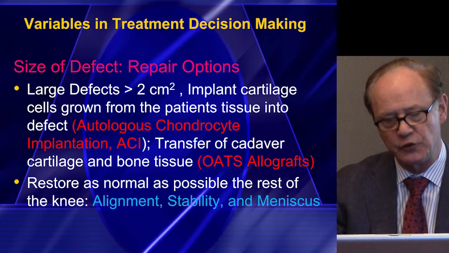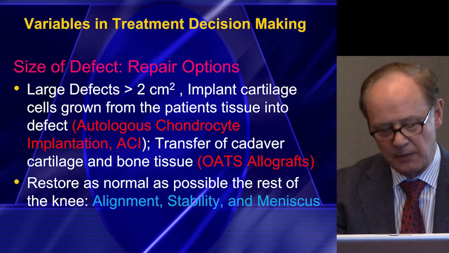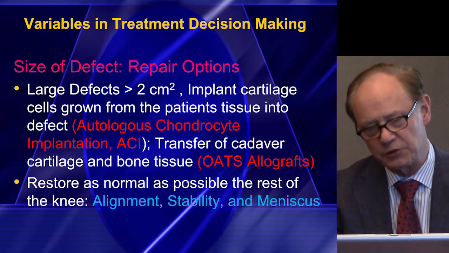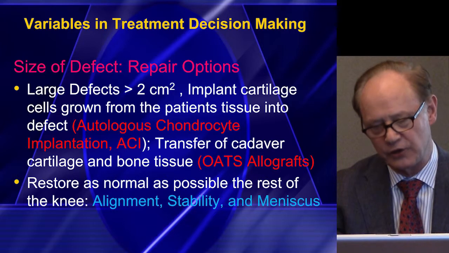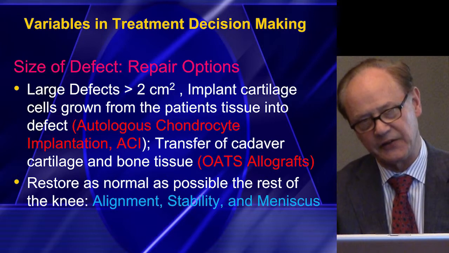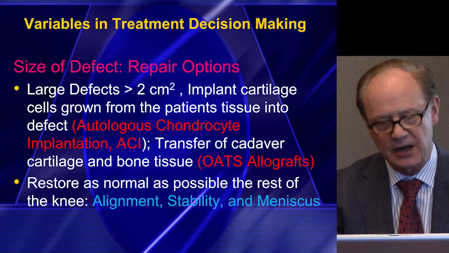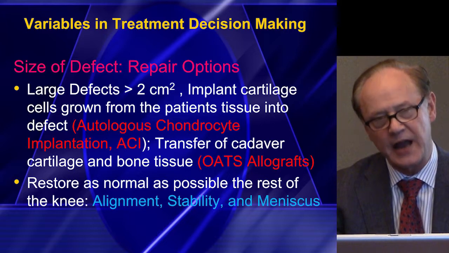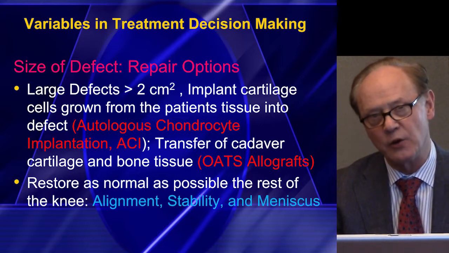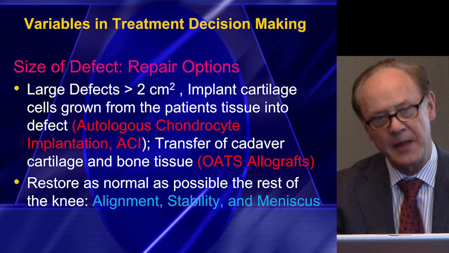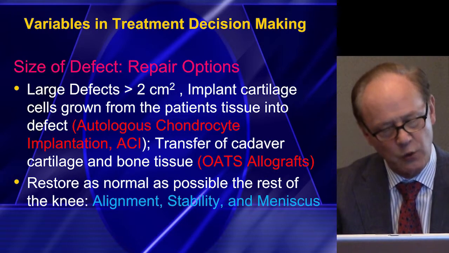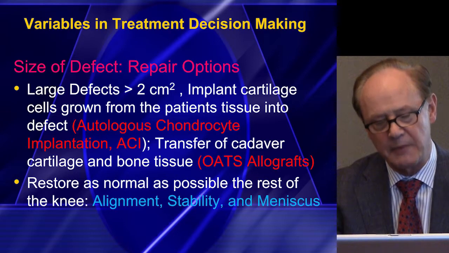Large defects, greater than 2 square centimeters, the treatment that seems to work the best and have the longest durability, now almost 18 years in the world's literature, showing that results can be consistent for that kind of time, is autologous chondrocyte implantation. That's where cells are grown from the patient, put inside the defect, put inside the pothole, covered with a membrane, and then those cells set up on the bone and grow into repair tissue, much like you had when you were a baby. Not quite as good as original equipment, but pretty darn close many times.